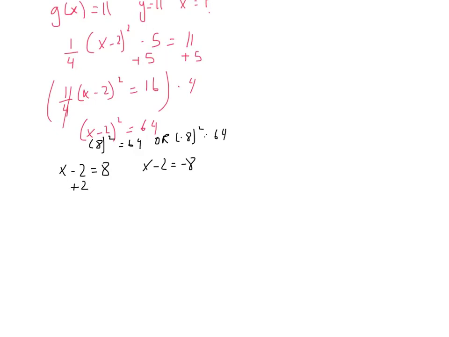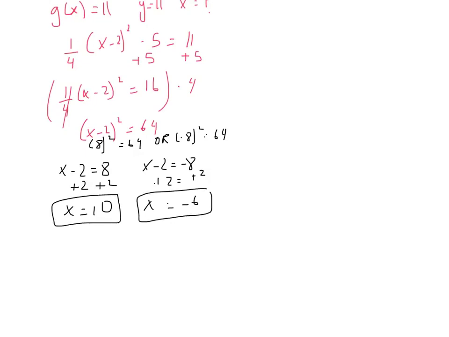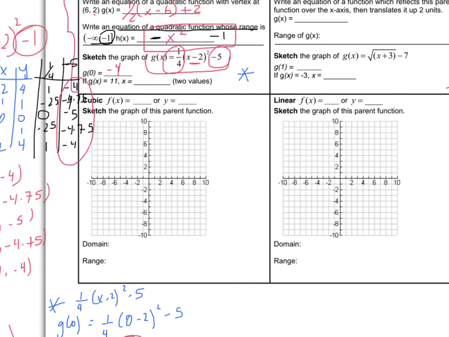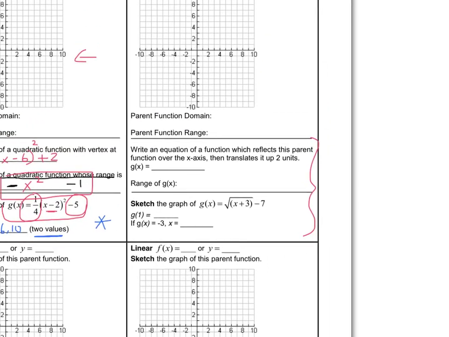So solve for x. x can be either 10 or x can be negative 6. So x can be either 10 or negative 6. Let's write it up there. So negative 6 or 10. x can be either negative 6 or 10. And remember they told you two values. So this is it for quadratic function. Let's start working on the square root.